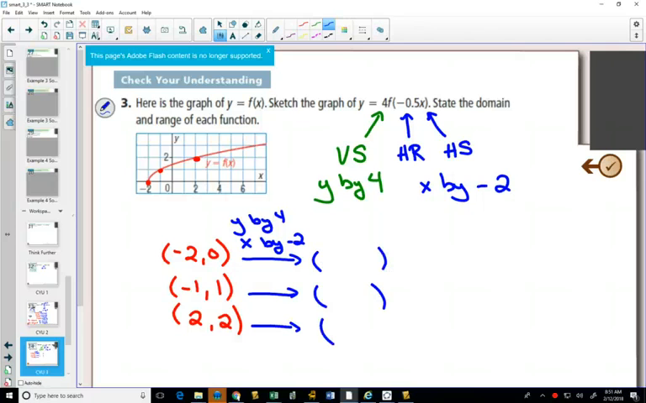Where do these points end up? All my x values by -2, all my y values by 4, and we can start plotting our points. So we're going to have 4, 0, 2, 4, and -4, 8, which would be probably up over there somewhere. And we've got 3 points drawn.